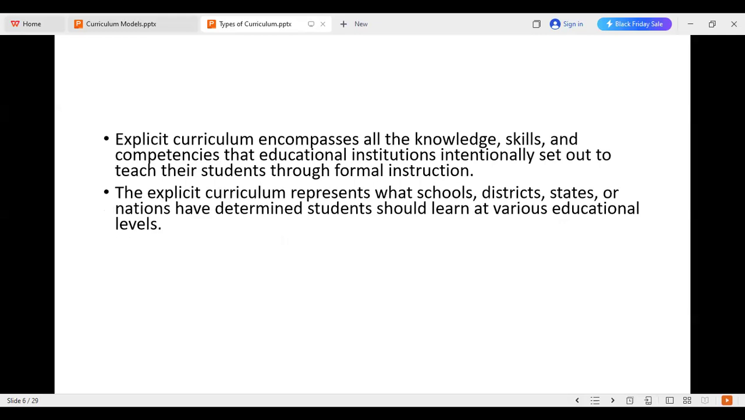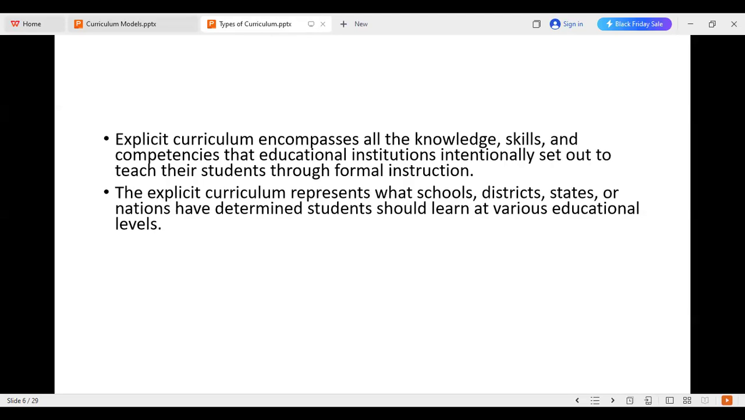Explicit curriculum encompasses all the knowledge. Textbooks are printed, distributed, for them to get knowledge. Skills through teaching methods. Through assignment, through group work, through project work, they expect that the skills could be imparted.